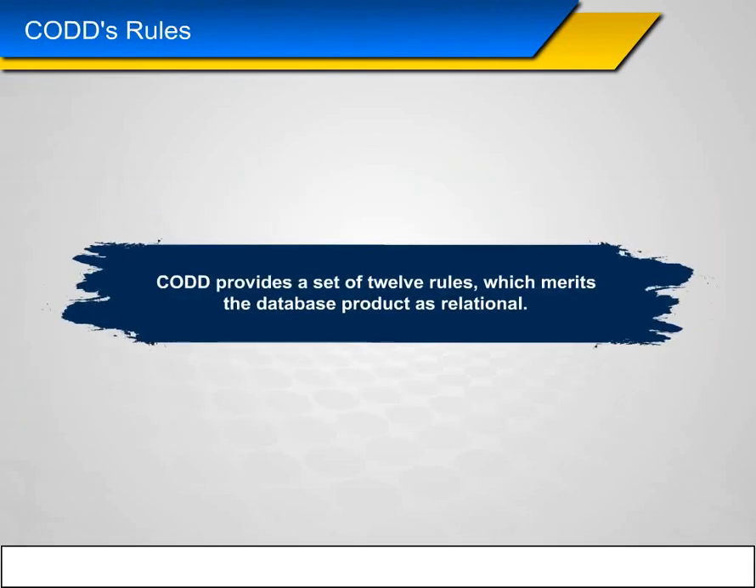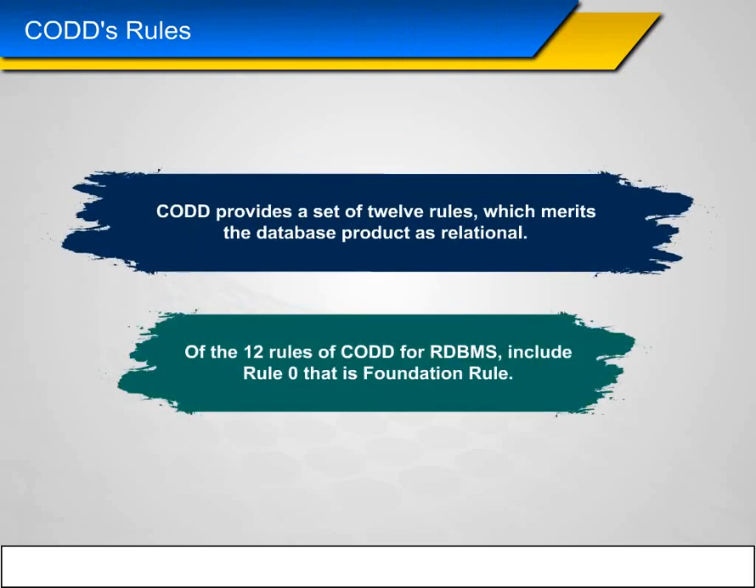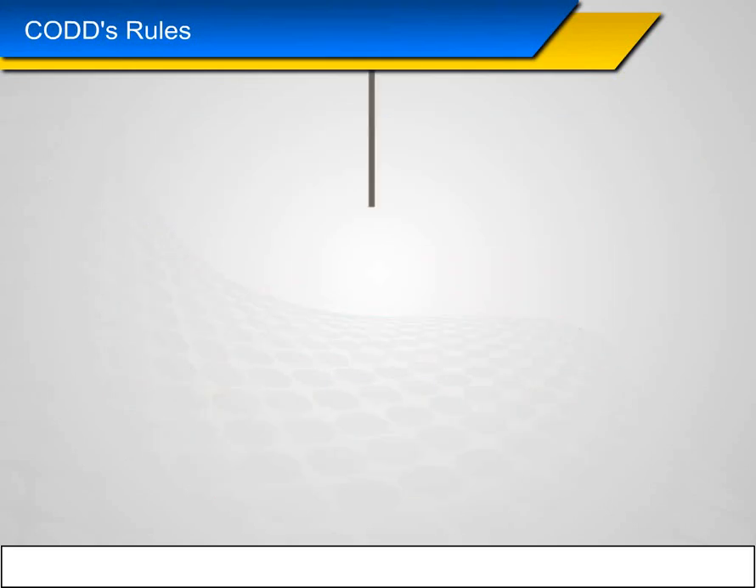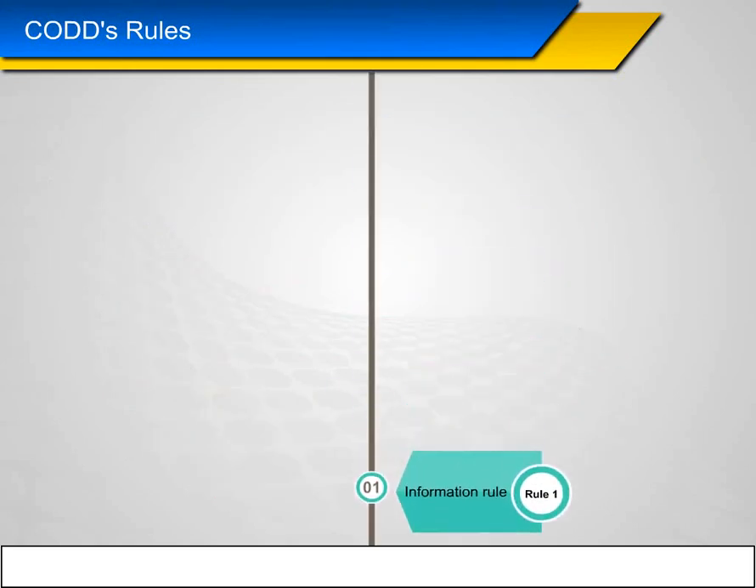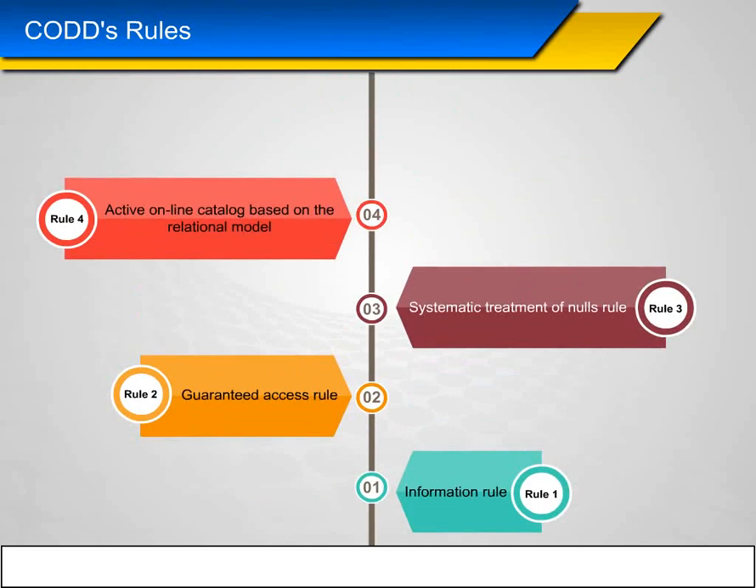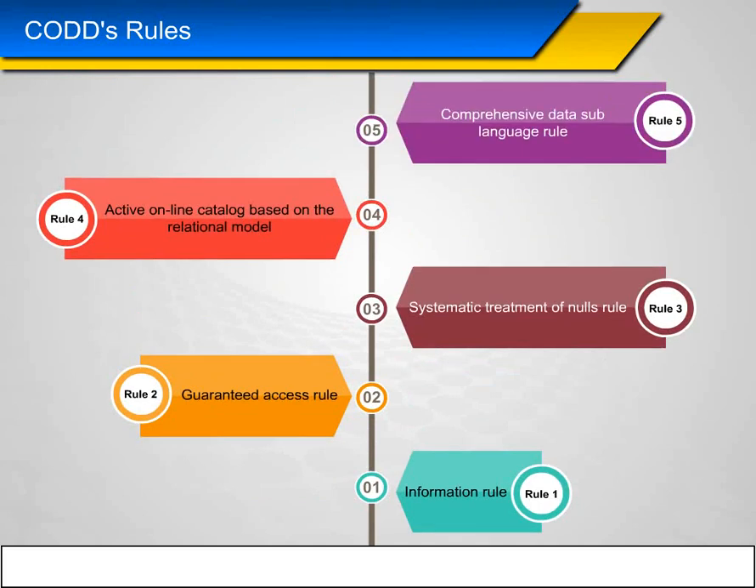Codd's rules. Codd provides a set of 12 rules which merit a database product as relational. Of the 12 rules of Codd for RDBMS, Rule 0 is the Foundation Rule. The other 12 Codd's rules are as follows.